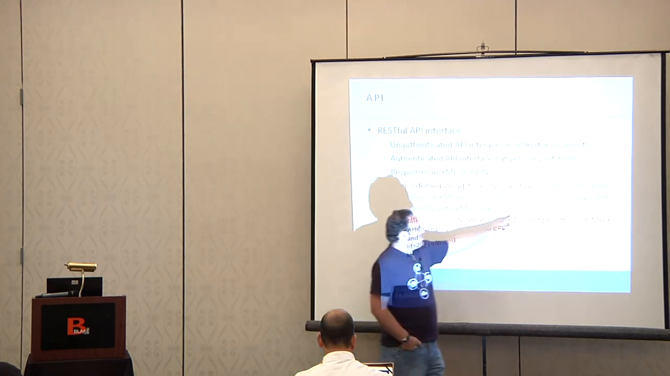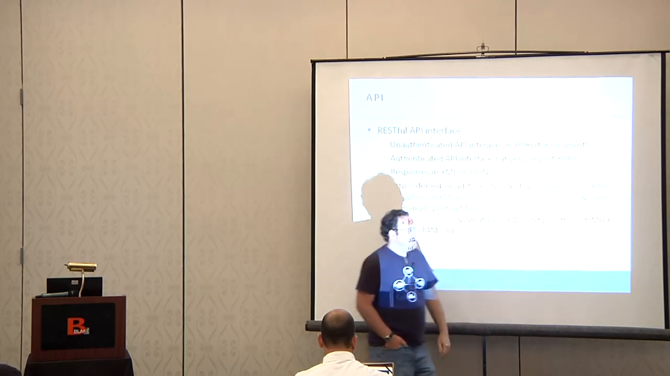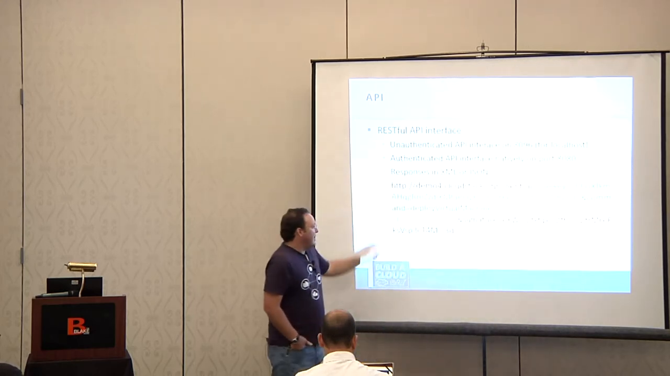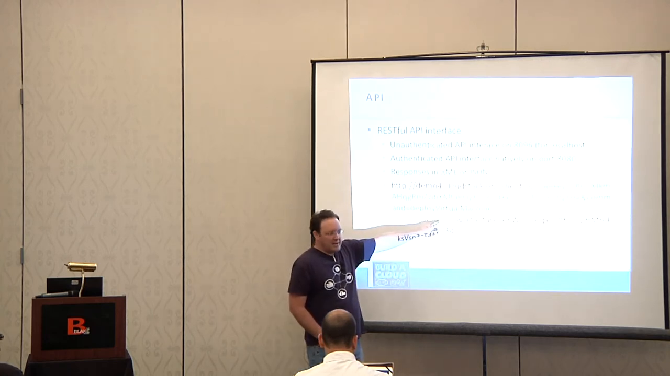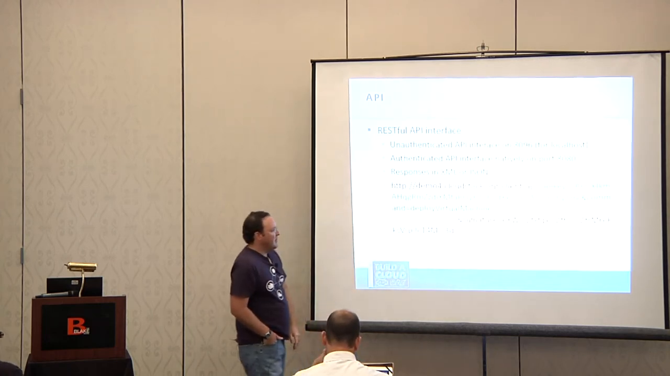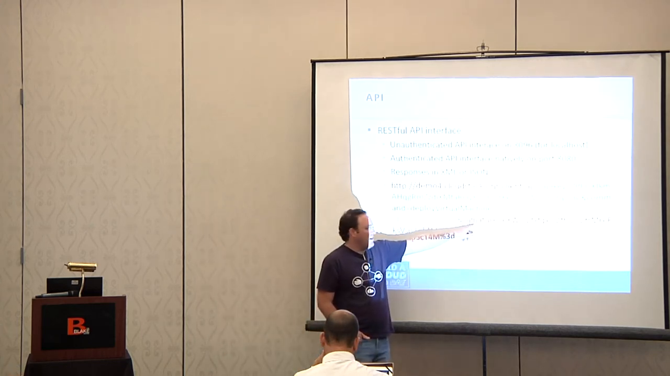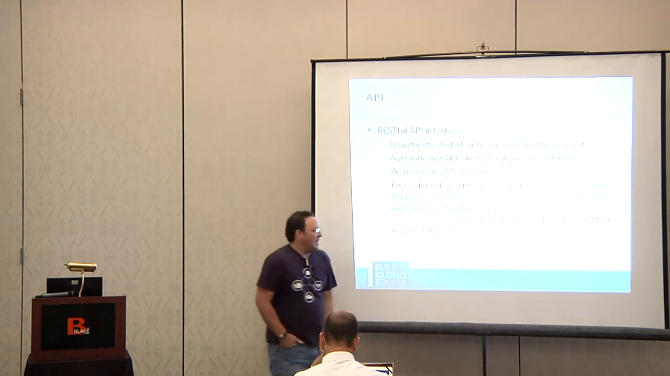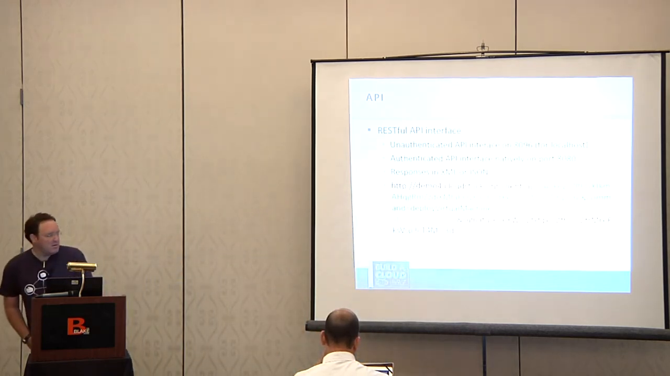So I'm saying, deploy a virtual machine. The service offering is this, so how much RAM, memory, et cetera. The template ID, so what disk image I want to deploy, and then the zone ID, so I'm telling it what availability zone. And then I've got a secret key that allows me to hash all of this and confirm that I really am who I say I am.